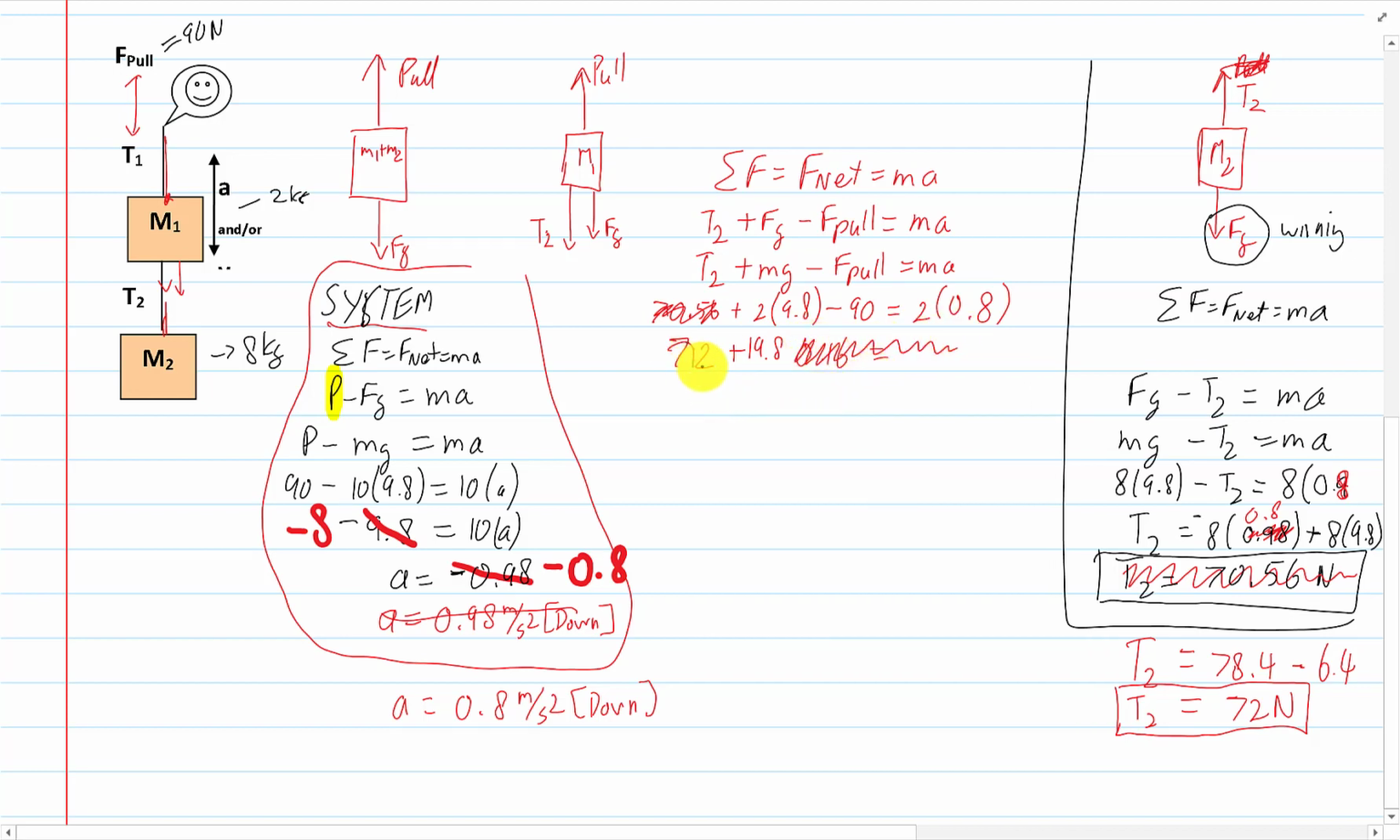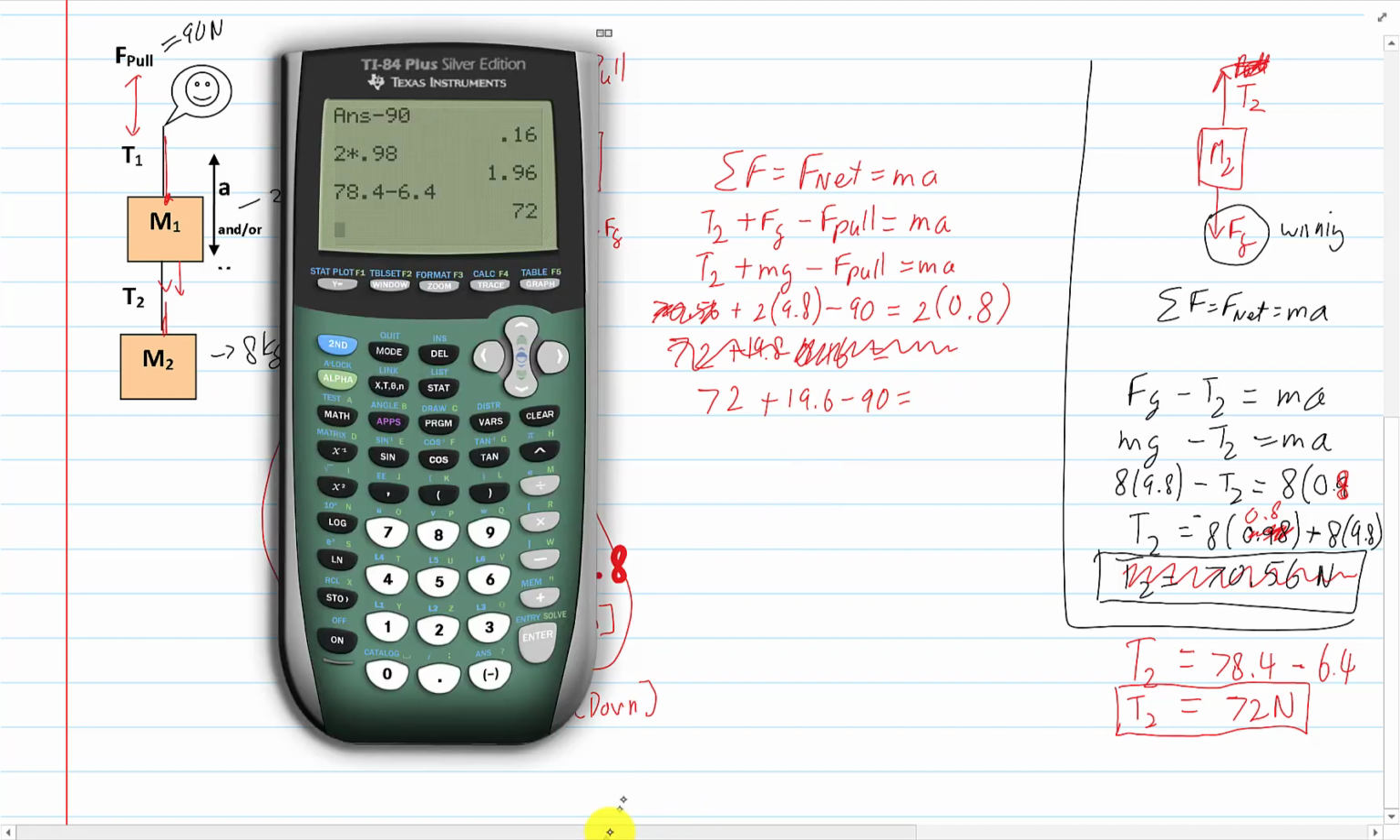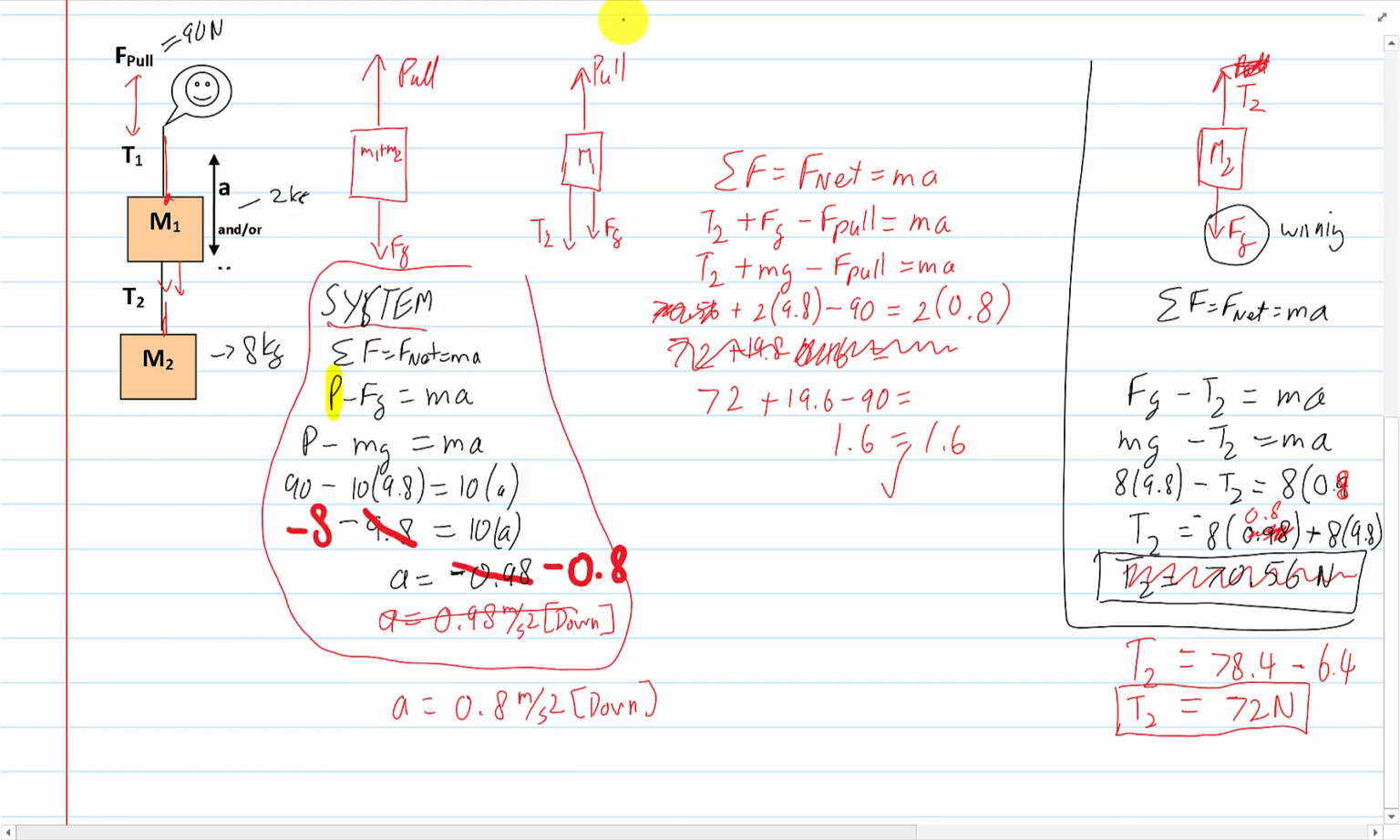Oh, sorry. 72 plus 19.6 minus 90 is equal to, okay, 1.6. And that does equal 1.6. So my check works. I'm happy with these answers now. I taught myself a lesson. Careful with my math.